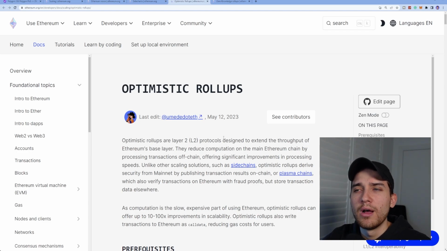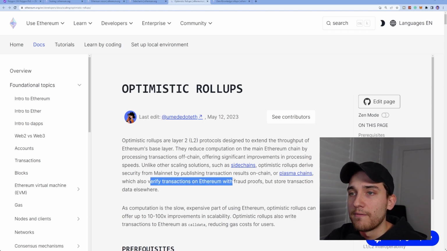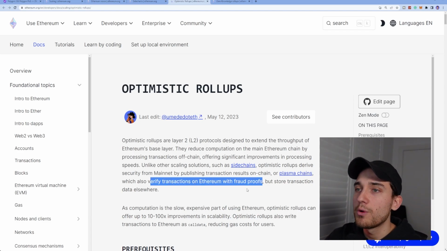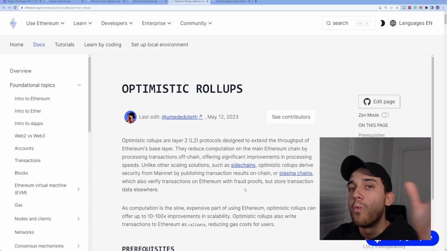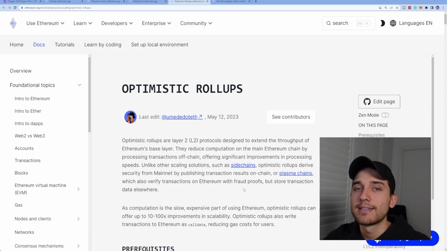And you might wonder, well, how does that work? How do we know that those transactions are legit when they get posted back to Ethereum? The answer is, as a participant in this network, you can submit fraud proofs, as you can see here. So you can also verify transactions on Ethereum with fraud proofs. So essentially, a week or 2 weeks after that batch of transactions comes into Ethereum mainnet, the participants in the network will get rewarded for proving fraudulent transactions wrong.